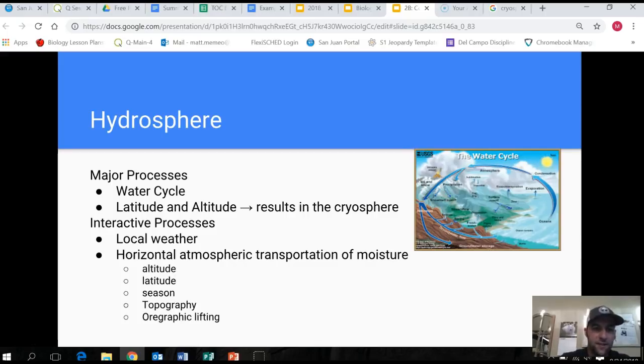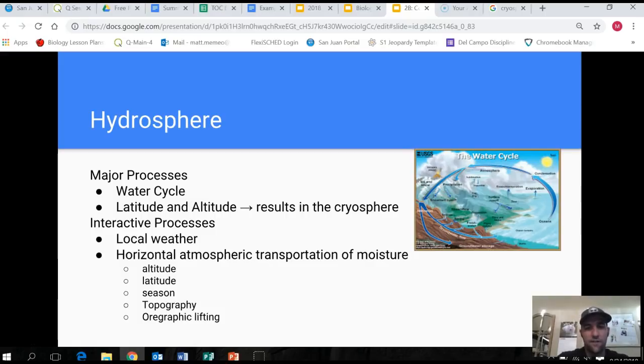The interactive processes here, so we can talk about weather, local weather in different parts. With the accumulation of water in certain areas, we're going to have weather patterns. So that's going to be an interactive process with the atmosphere. Horizontal and atmospheric transportation, so movement of that water to different parts of the Earth. Different latitudes. Again, the altitude there. The creation of those different seasons, possibly because of the accumulation of water during different times of the year. The topography of Earth definitely plays a part in creating that weather in certain areas.